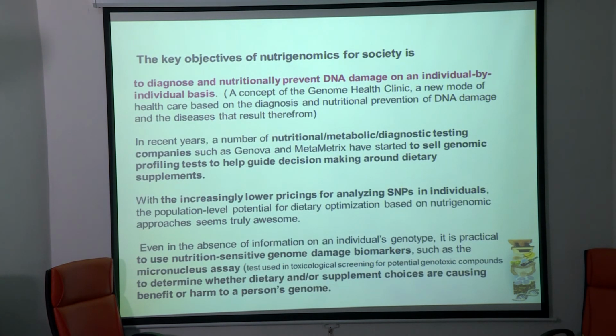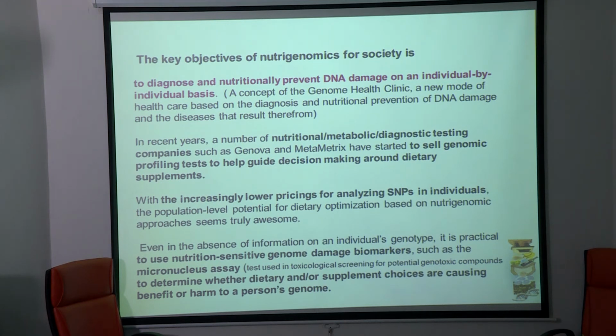So the key objectives of nutrigenomics for society are to diagnose and nutritionally prevent DNA damage on an individual-by-individual basis. So what is the need of the hour? Genome health clinics, like plant health clinics or various other human health clinics. We need genome health clinics now, a new mode of healthcare based on diagnosis and nutritional prevention of DNA damage and the disease that results from it. So we need to have this, and you can have this. This is now upcoming in a very big way, because if you know your genome, you can work around your diet.